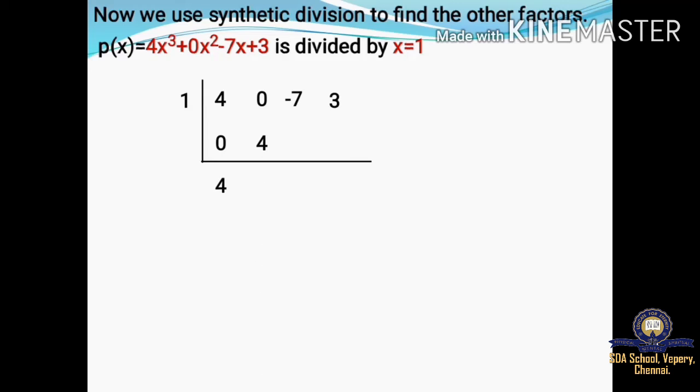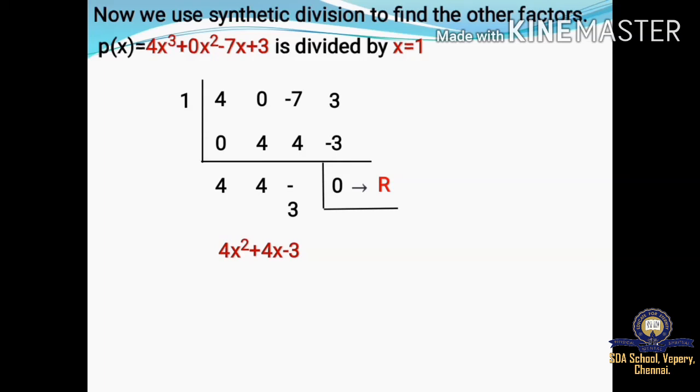Then 1 into 4 will give me 4. 0 plus 4 will give me 4. Then 1 into 4 will give me 4. Minus 7 plus 4 will give me minus 3. Right? Then 1 into minus 3 will give me what? Minus 3. Then 3 minus 3 will give me the remainder as 0. Therefore, my remainder is 0. Got it? So, I am left with 4x square plus 4x minus 3.